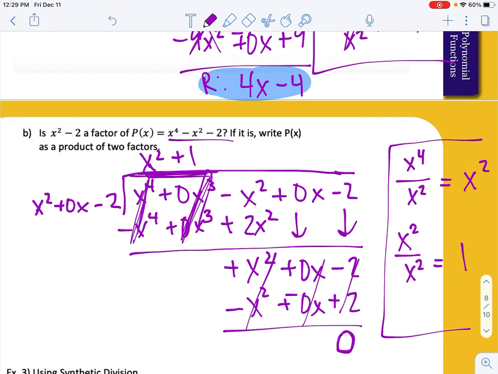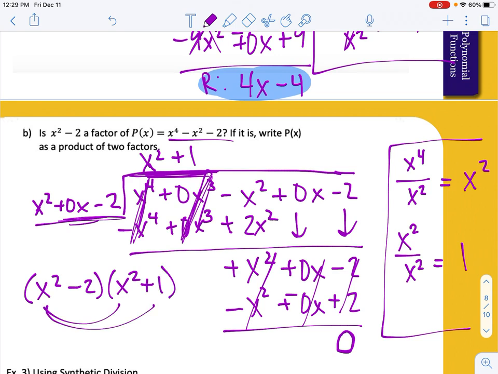This means that this is a factor of this polynomial and that this is a factor of this polynomial. So we can write it in our parentheses, x squared minus 2 times x squared plus 1. If you wanted to, you could check by FOILing to make sure we get back to the original. We do actually get back to the original, so that's pretty nifty. And these are our factors of the polynomial p of x.